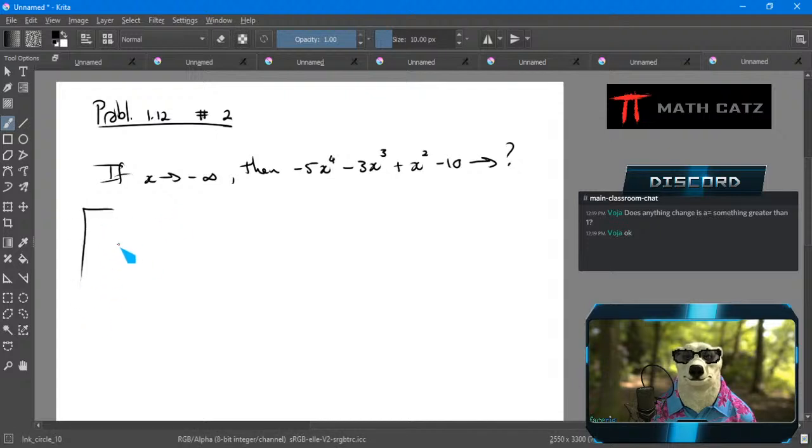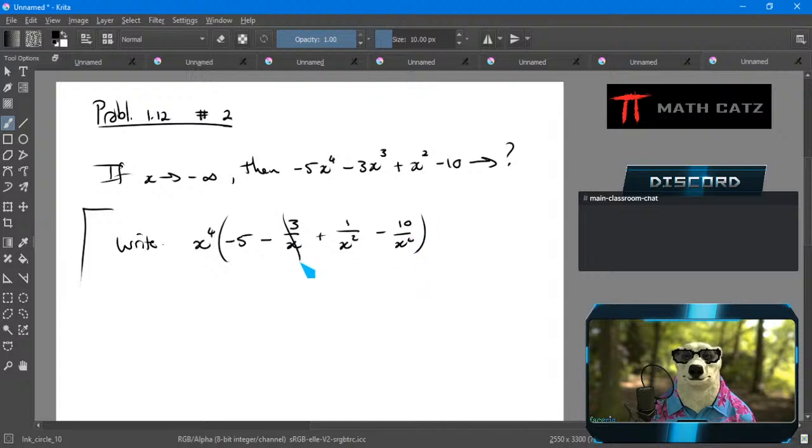So if I now do the same thing and write this y as taking out the highest power of x, you can take your time to verify. I'm going to get -5, minus 3 over x plus 1 over x squared minus 10 over x to the 4, with the same argument. All of these are going to shrink down so close to 0 I can't even tell them apart.